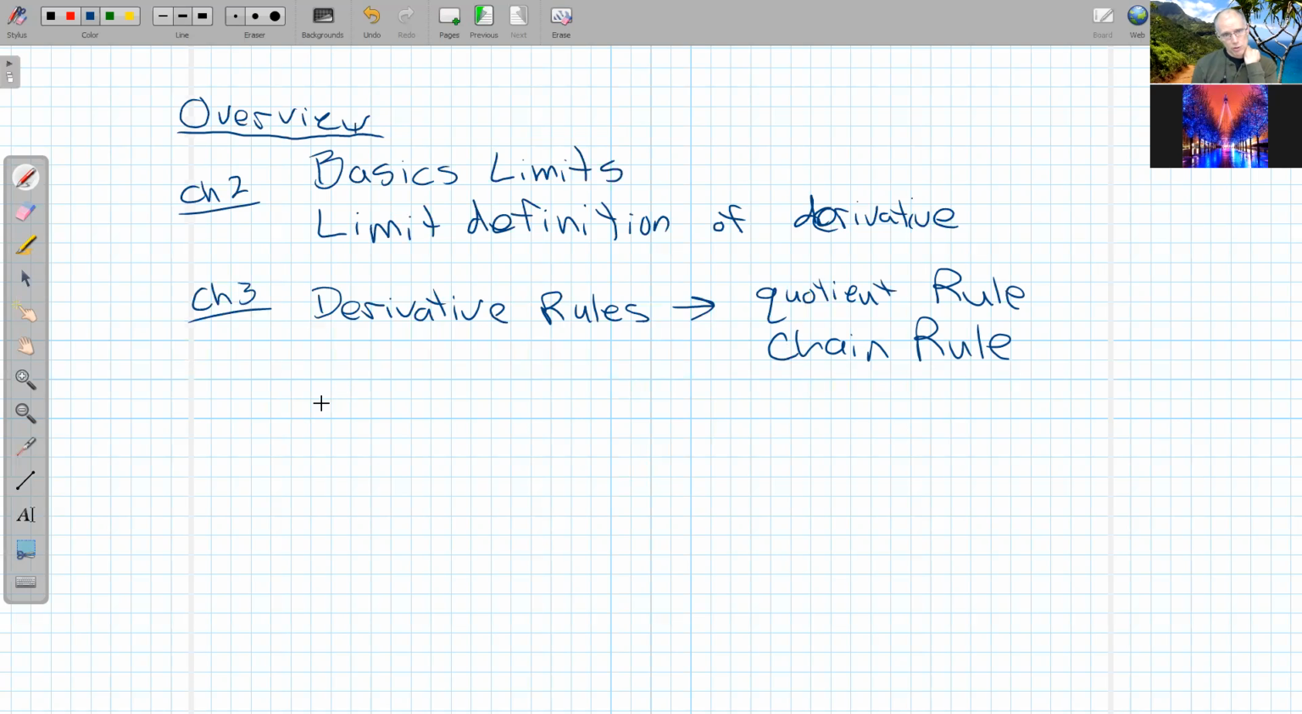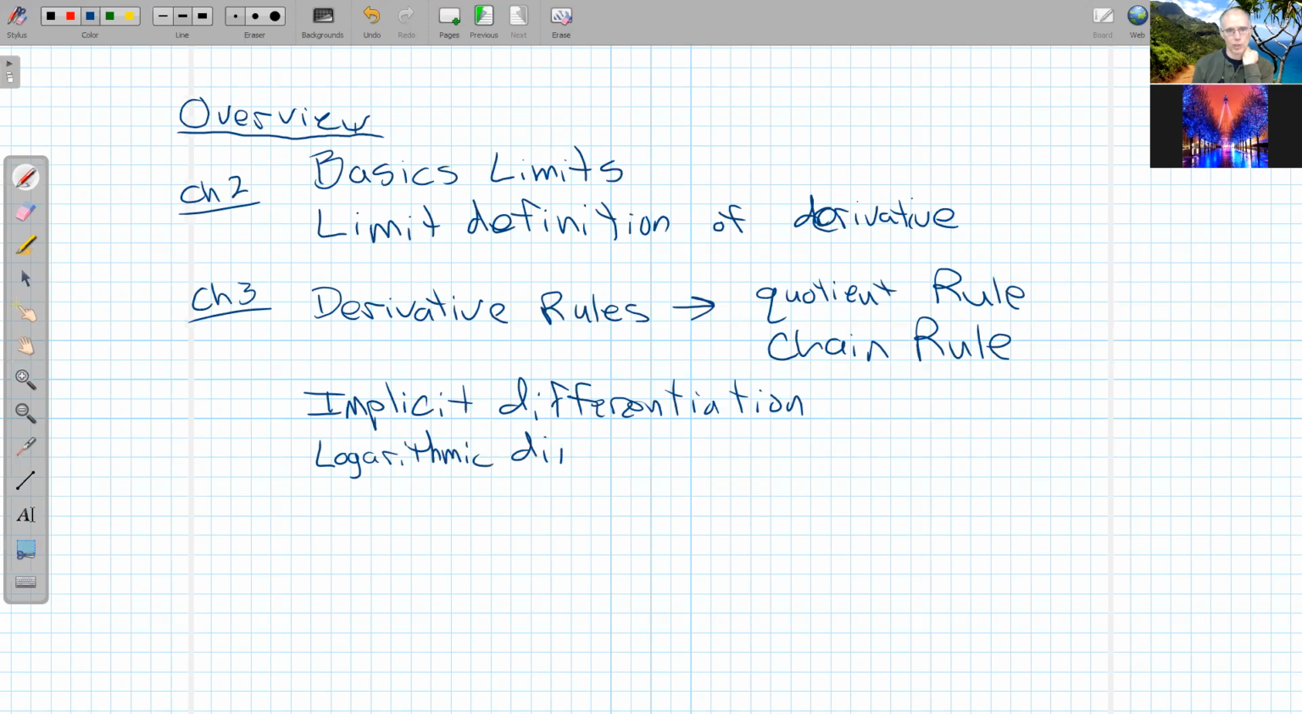Other big things from chapter 3 were implicit differentiation. You can expect to see that. And what was the other big idea from chapter 3? With implicit differentiation, we had that idea of logarithmic differentiation. And then applications from chapter 3, which were rates of change.